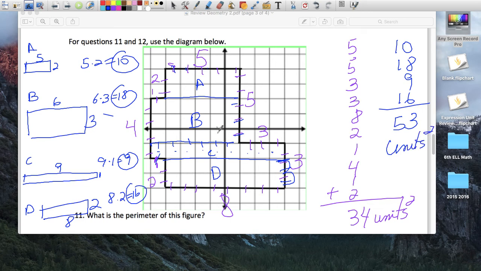So you could have done it this way, or if you want to count this individually, 1, 2, 3, 4, 5, 6, 7, 8, 9, 10, and so on, up to 50, 51, 52, 53. Yay! I'm right. So, 53 units squared, which is exactly what's inside. Okay? So that was 11 and 12.